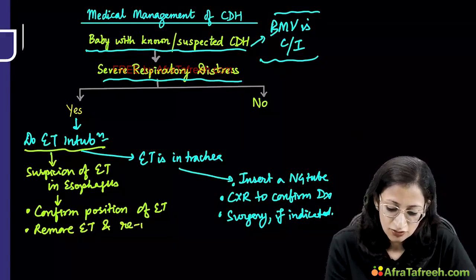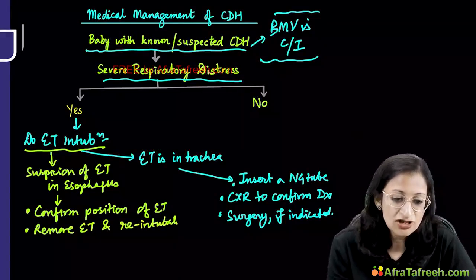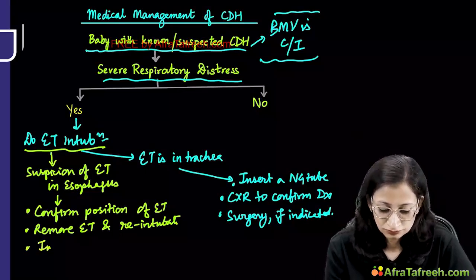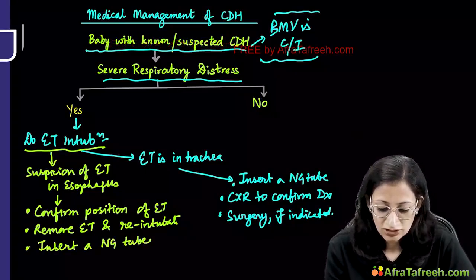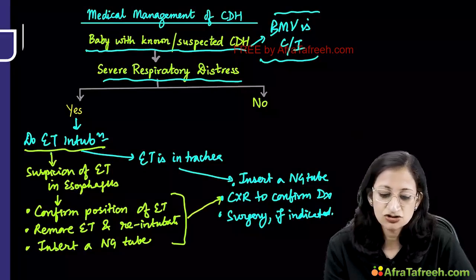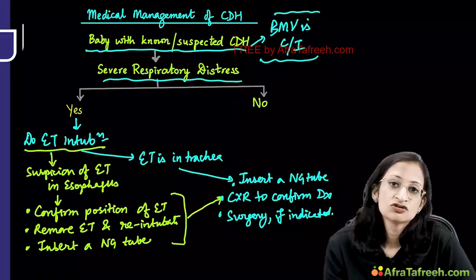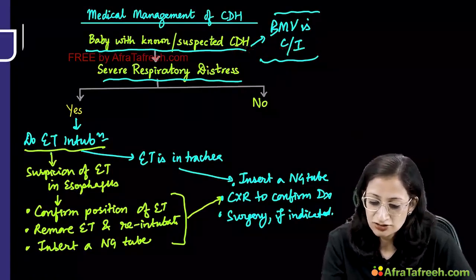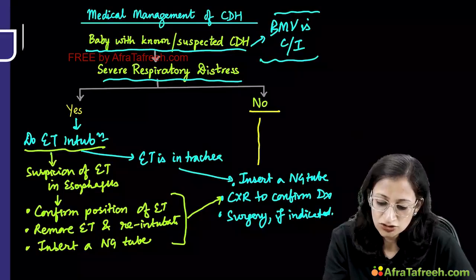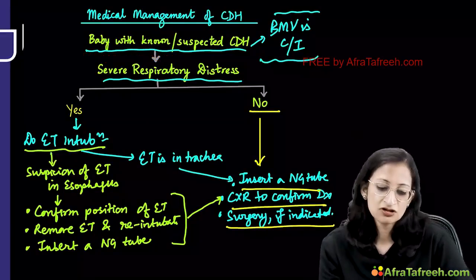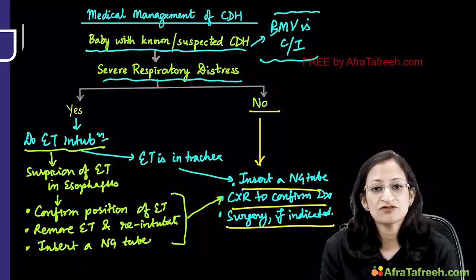What else can you do? You can insert a nasogastric tube to decompress the abdomen. And finally, you have to do a chest x-ray to confirm the diagnosis, and surgery if indicated, right? So that is how you manage these babies. And if there is no severe respiratory distress, then straight away you insert a nasogastric tube and do a chest x-ray to confirm the diagnosis and surgery if indicated.